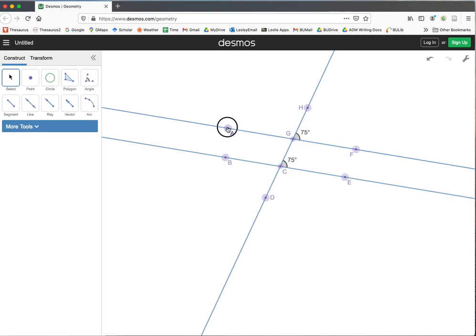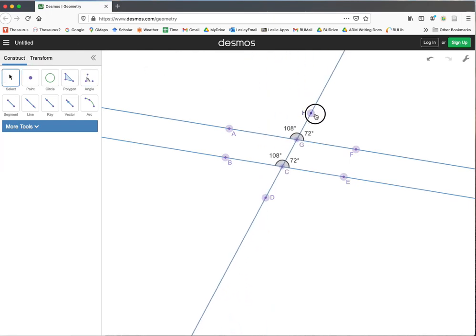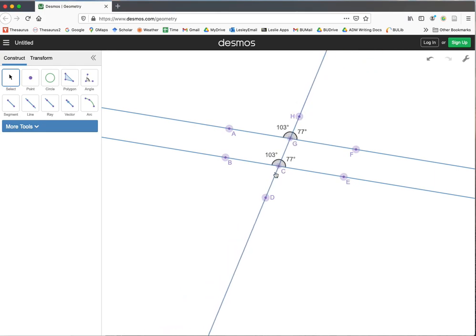So you should notice something very clear about corresponding angles. And we can see if we do another set of corresponding angles, we can see that's true for them too. So I'm going to click the angle tool, I'm going to measure HGA and GCB, and there we go. Once again, when I move around, what's true about those angles is always true.